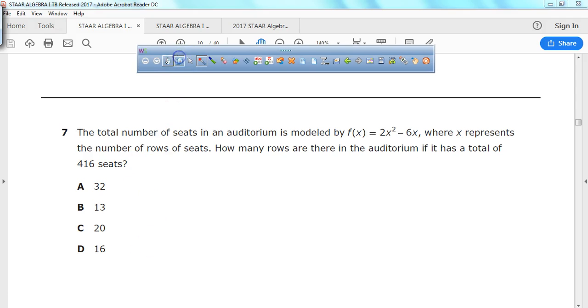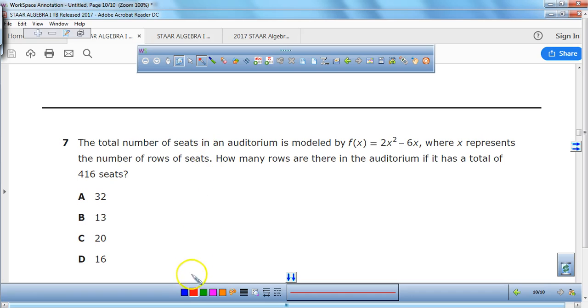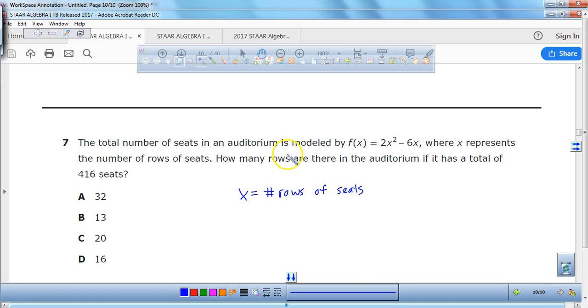So what is x equal? The number of rows. X equals the number of rows of seats. How many rows are there in an auditorium if it has a total of 416 seats? So it says the total number of seats is this. So f of x equals the total seats.